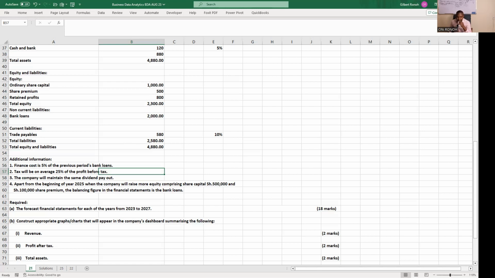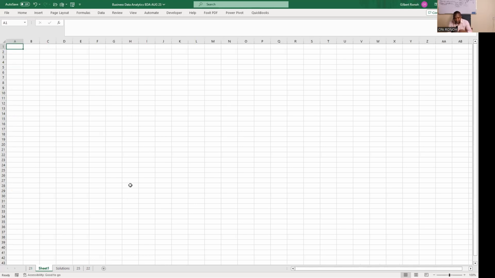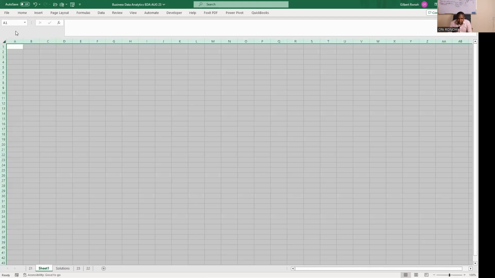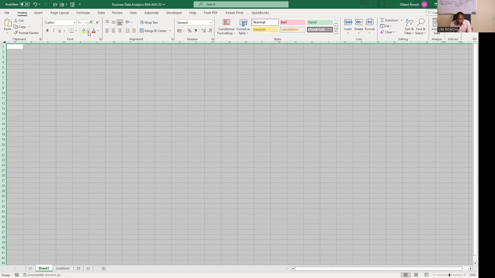So we will open a new worksheet here. Remember, this is a business data analytics paper. It is a practical paper. So what you do, we have to color this sheet so that we don't see these borders. I will click here, go to Home, look for the Fill, and we put the colorless or the white, so it will color everything.